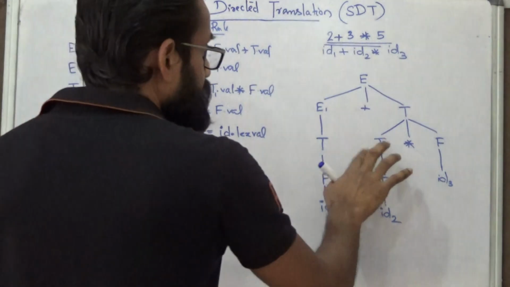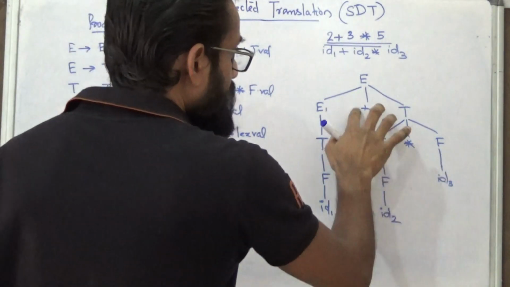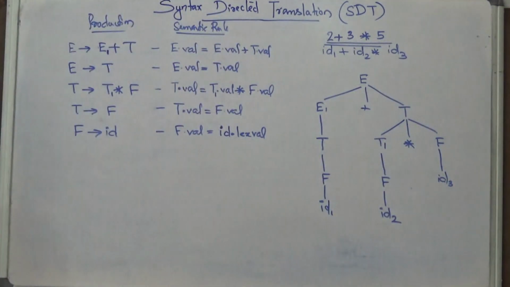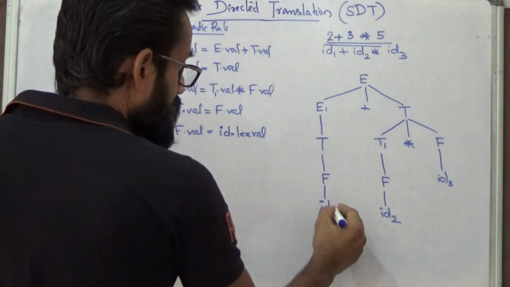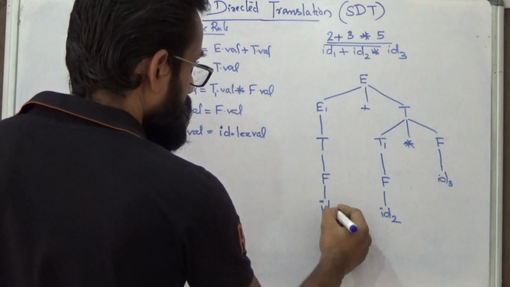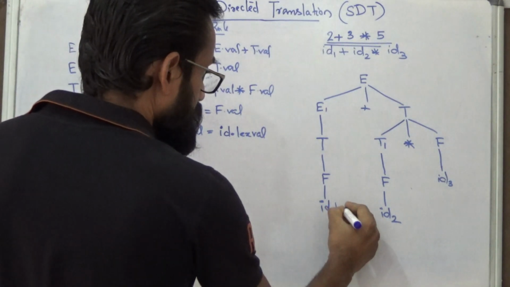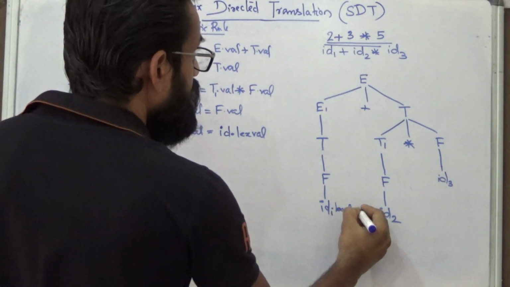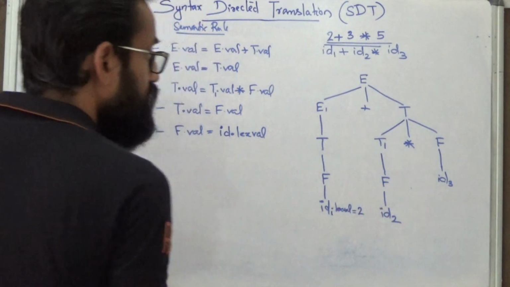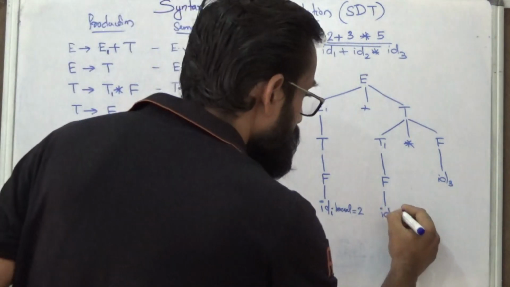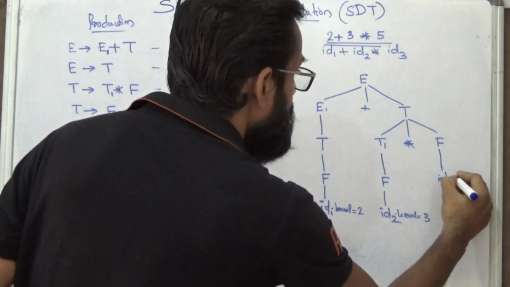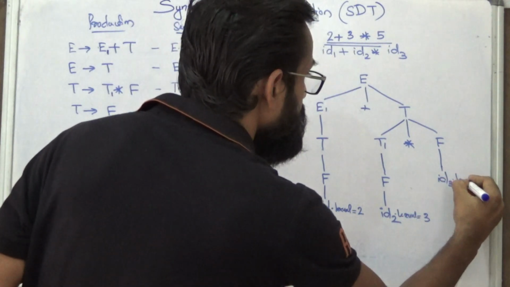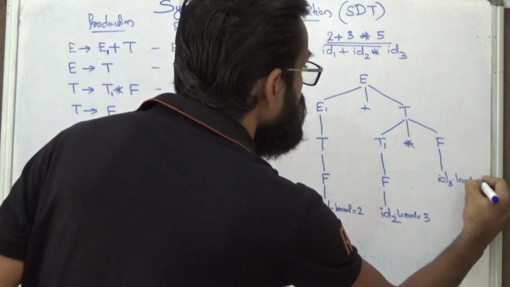Now if you apply these semantic rules, what happens? id1.lexval will be equal to 2. What about id2.lexval? This will be equal to 3. id3.lexval is equal to 5.